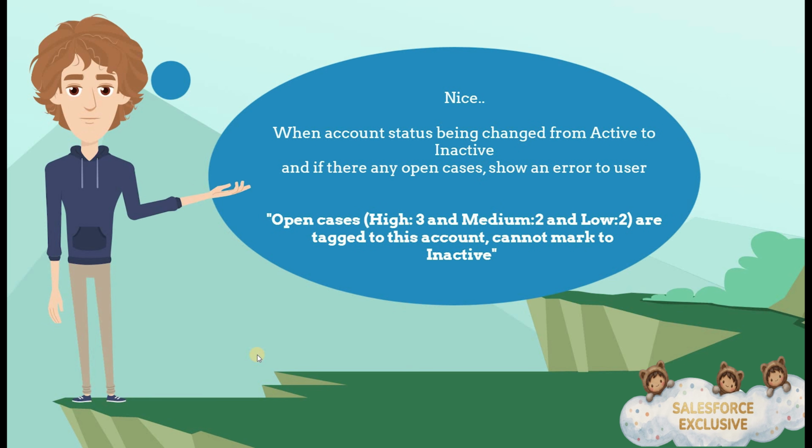Nice. When account status is changed from active to inactive, and if there are any open cases, show an error. Carefully observe, the user is asking to show an error here. The error should be: open cases, high 3, medium 2, low 2, tagged to this account, cannot mark to inactive. So here the user also wants to display the number of priority cases in the message. It's a little tricky but not difficult.